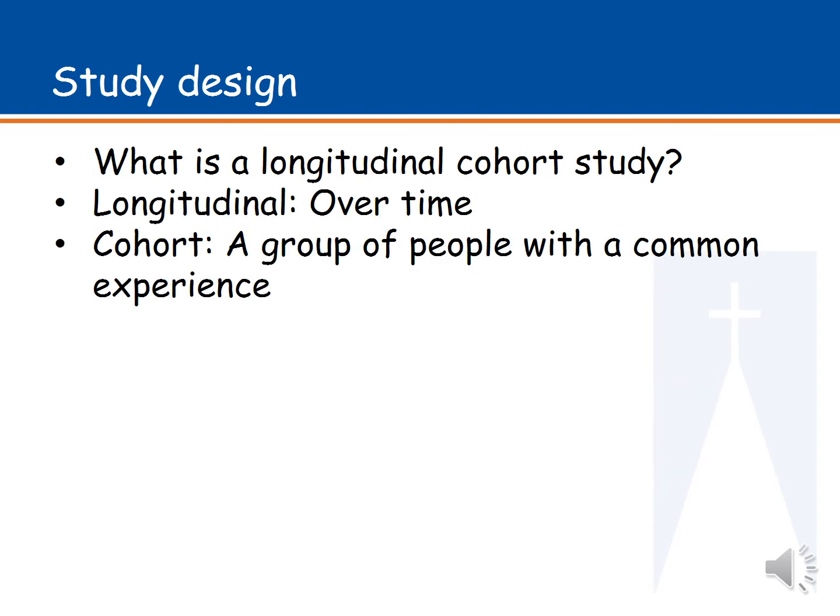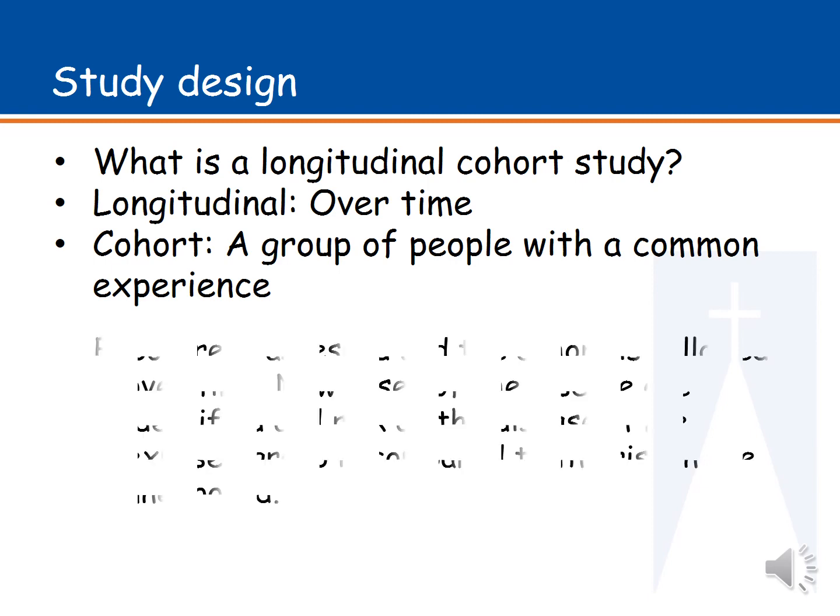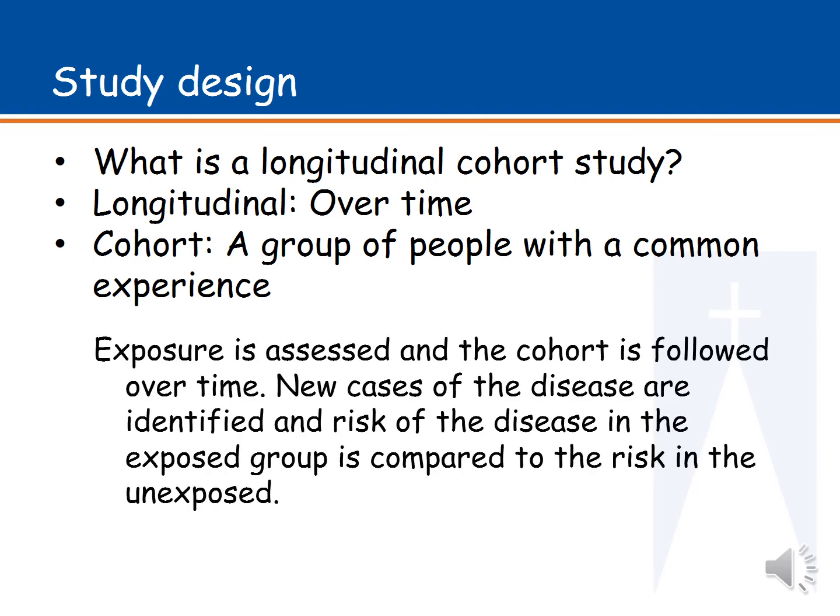Now I'm going to move on to the next type of study design. We talked about a case control study, which is a type of cross-sectional study. We're going to next talk about a longitudinal cohort study. And a longitudinal study, as I've said earlier, is a research design studied over time. And a cohort is a group of people with a common experience. So in this type of study, the exposure is assessed at the beginning of the study, and the cohort is followed over time. New cases of the disease are then identified, and risk of the disease in the exposed group is compared to the risk in the unexposed.